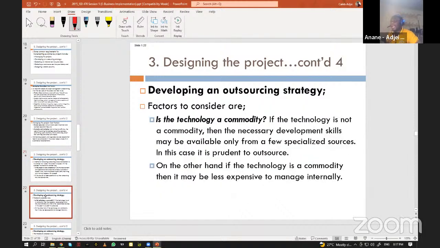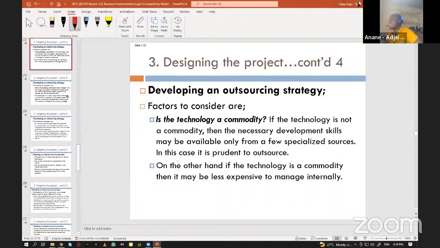Number two, is the technology a commodity? The technology that will be needed to implement that particular system, is this something that can easily be found out there? If it is something that I can just go out there and buy, then why not? I will just buy it and use it. But if it is proprietary, something that needs specialized trained people to be able to use that particular technology, then there will not be any need for me to do it myself. Then I have to let somebody else do it. But if it is something that I can just get out there, less expensive, then there's no need to give it to somebody else to do on my behalf.